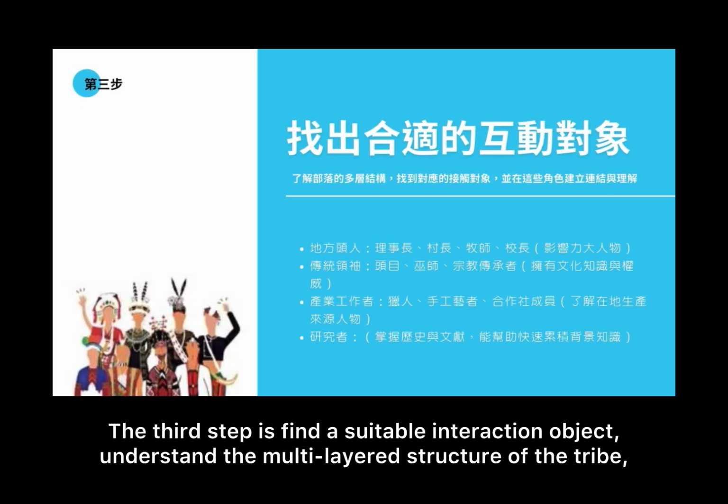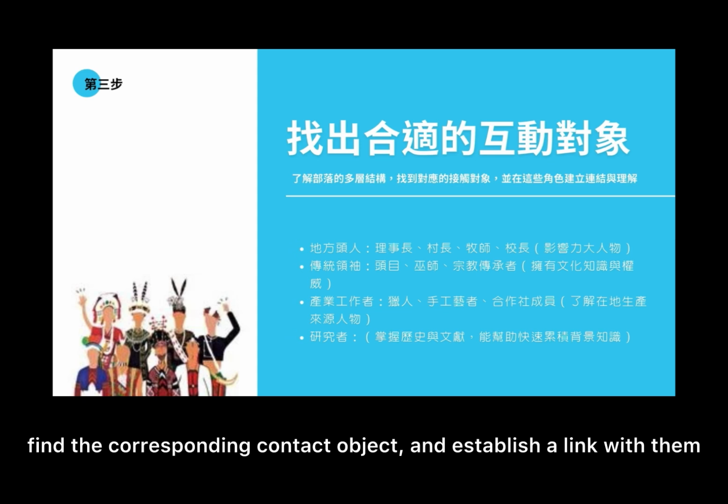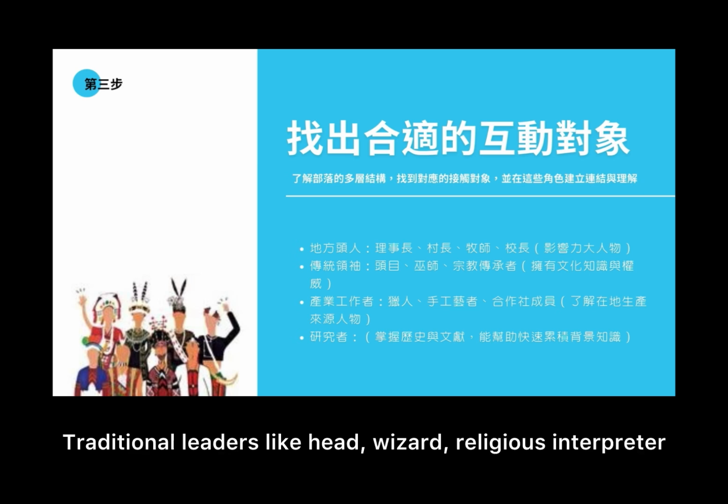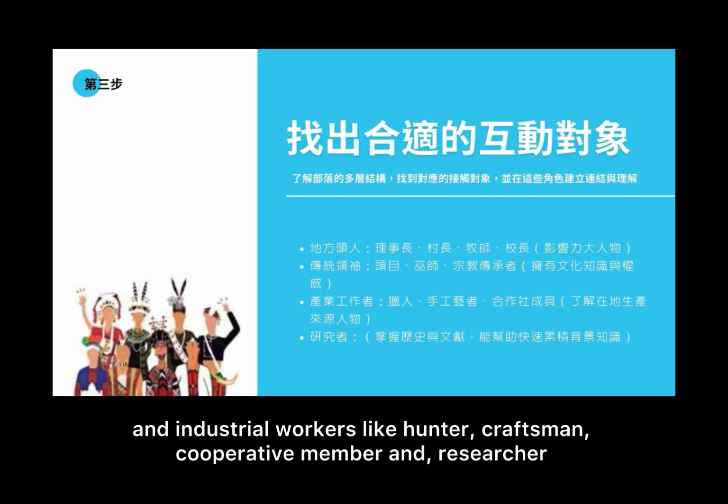The third step is find a suitable interaction object. Understand the multi-layered structure of the tribe, find the corresponding contact object, and establish a link with them. Like local leader, for example chairman, village head, pastor, principal. Traditional leaders like head, wizard, religious interpreter, and industrial workers like hunter, craftsman, cooperative member, and researcher.